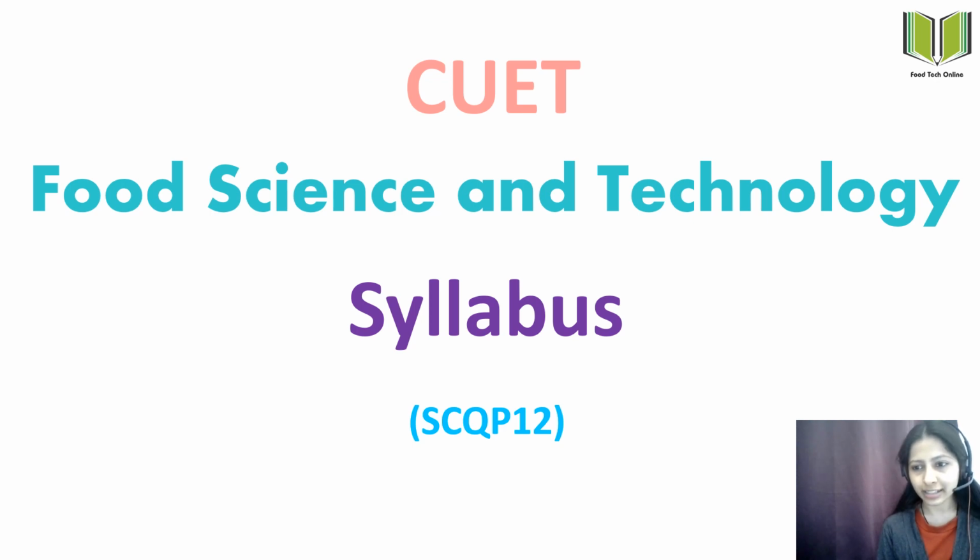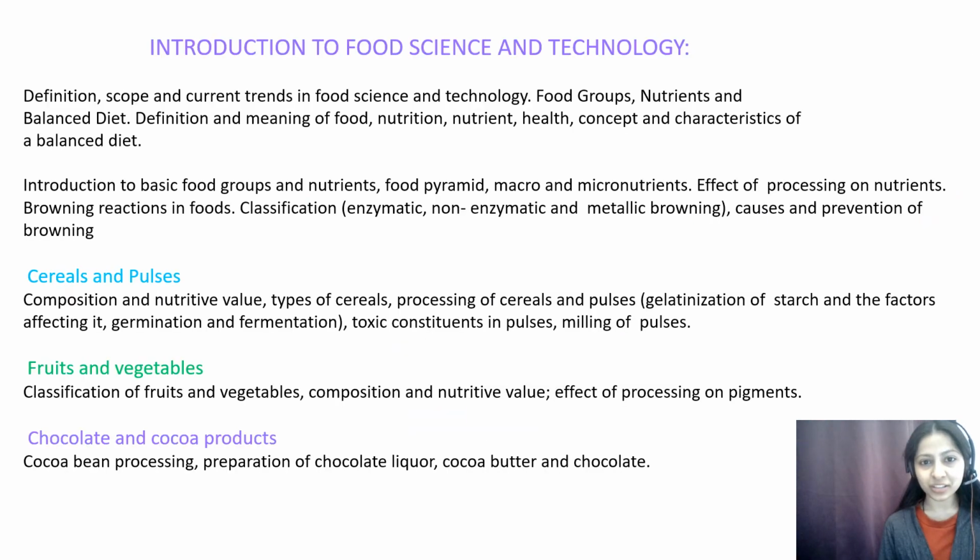So now, let us begin. One more thing, all the questions are based on your subject specific knowledge, and all the questions will be compulsory. So now let us proceed to our first part, that is Introduction to Food Science and Technology. In this you have to go through the definitions, scopes, current trends in food science and technology, food groups and nutrients, definitions and meanings of what is food, nutrient, concepts and characteristics of balanced diet.